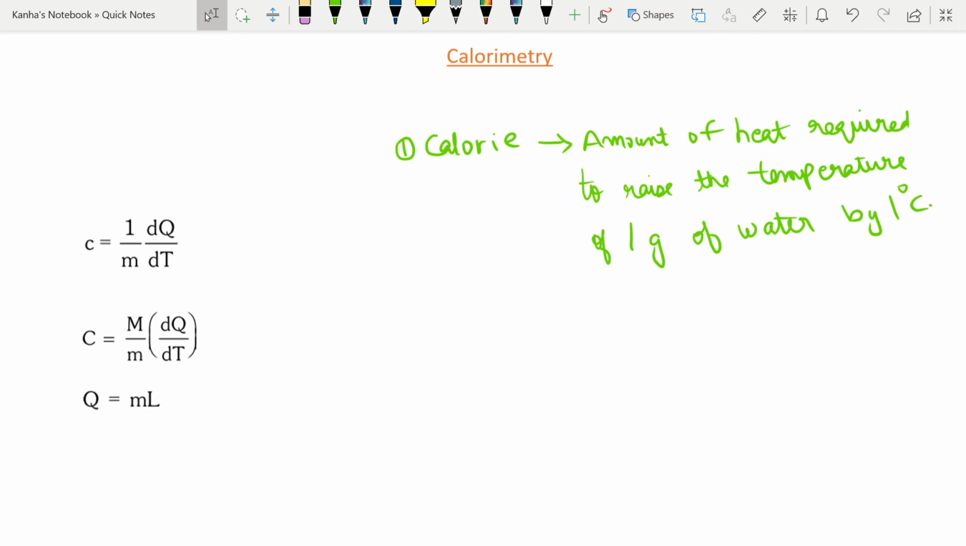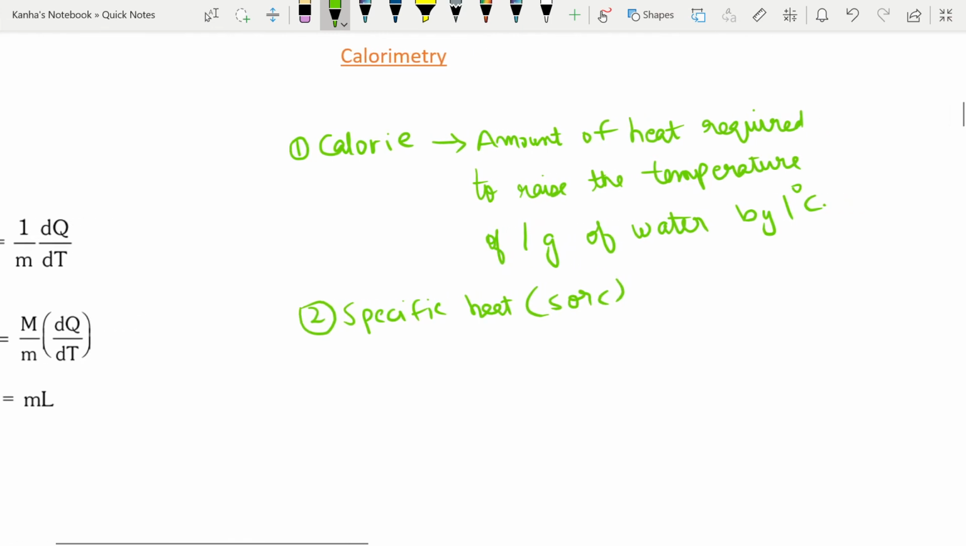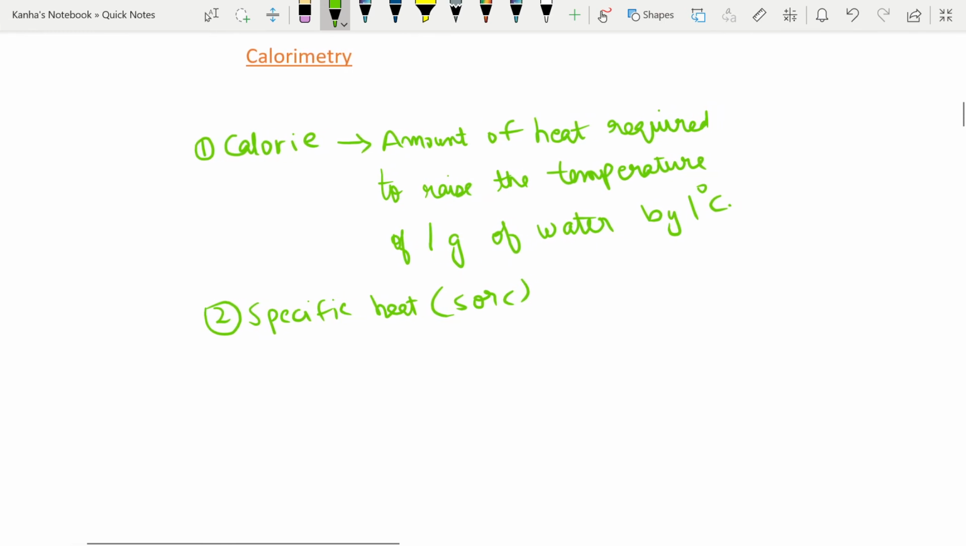So with calorie out of the question, let's talk about what is specific heat. Specific heat will be denoted by either S or C in the questions. It is the amount of energy required to raise the temperature of unit mass of that substance by 1 degree Celsius. So for example, when we were talking about calories, it was the amount of heat required to raise the temperature of 1 gram of water by 1 degree Celsius.